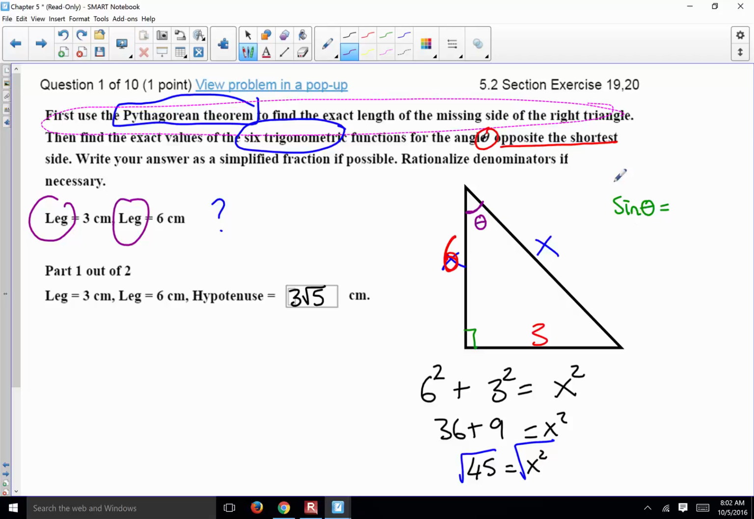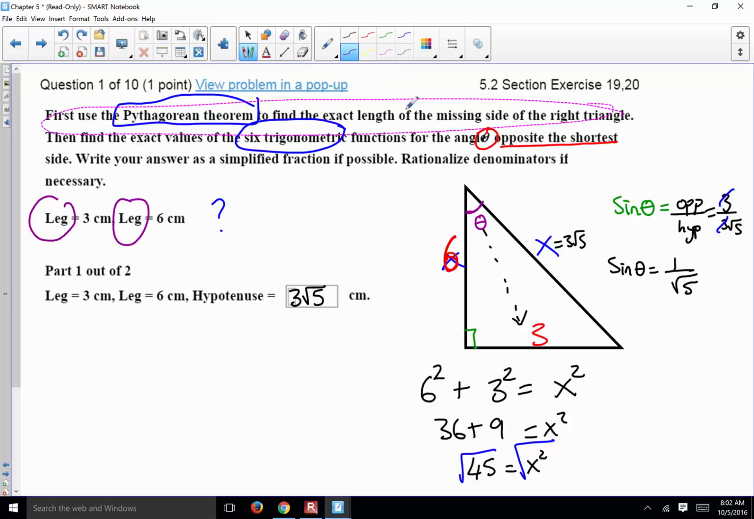Okay? So sine theta means, what was its definition? Opposite over hypotenuse. What do you see on the opposite side? Go hit the opposite. There you go. 3. Where is the hypotenuse? 6? No, 3 root 5. And look at this. Cancel this. And the result is sine theta is 1 over root 5.